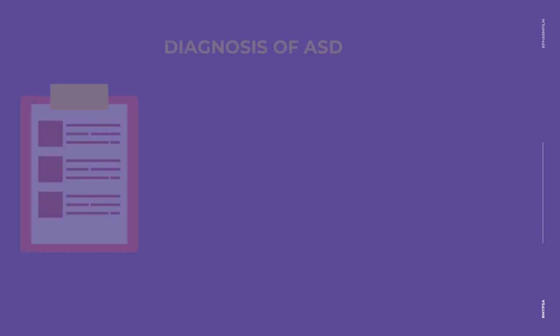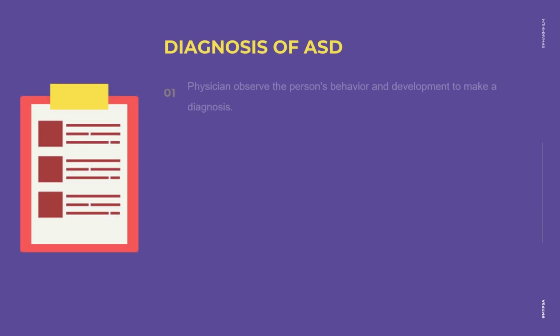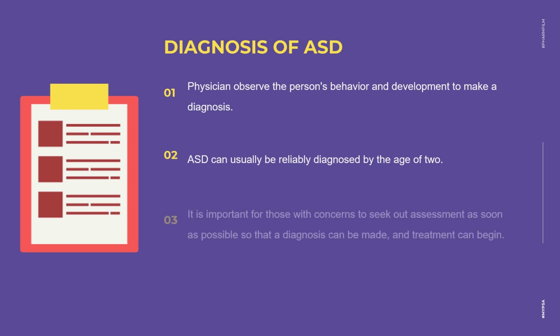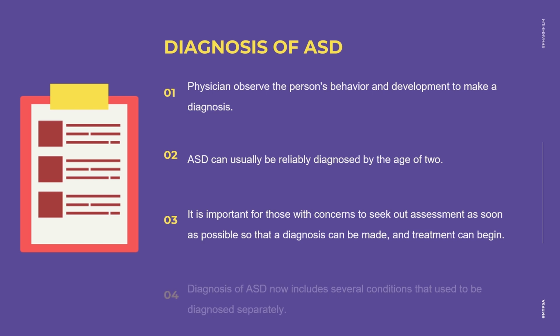ASD can be diagnosed by observing the person's behavior and development. ASD can usually be reliably diagnosed by the age of 2. It is important for those with concerns to seek out assessment as soon as possible so that a diagnosis can be made and treatment can begin. Diagnosis of ASD now includes several conditions that used to be diagnosed separately.